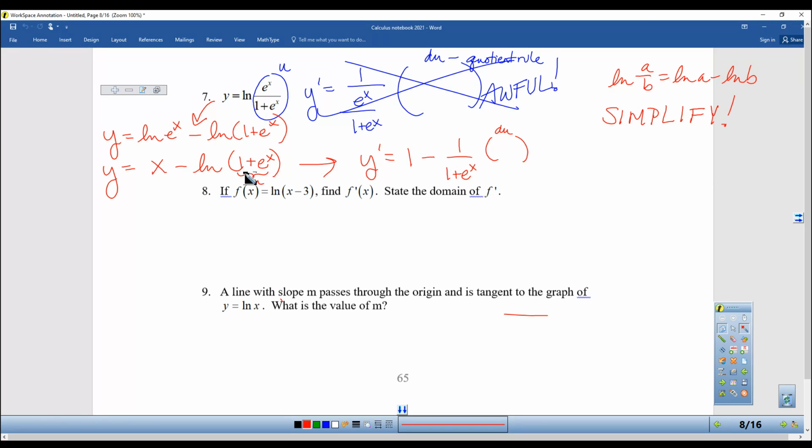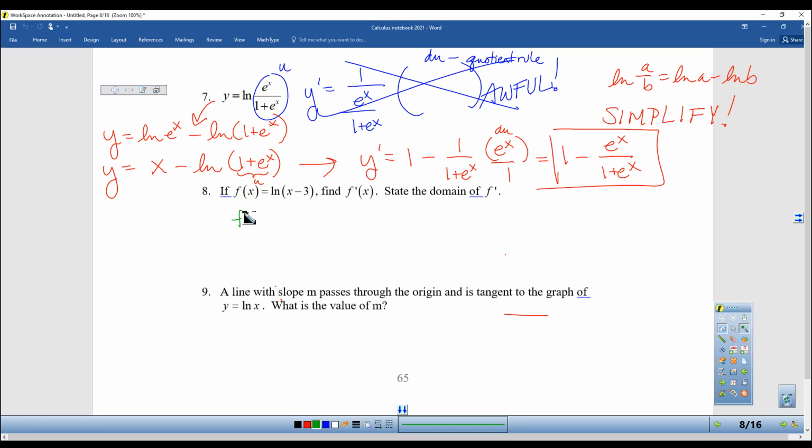And the derivative of u is going to be 0 for the 1. And then the derivative of e to the x is just e to the x. Again, you're going to want to simplify that to a single fraction. So the numerator times the numerator and the denominator times the denominator. There we go.